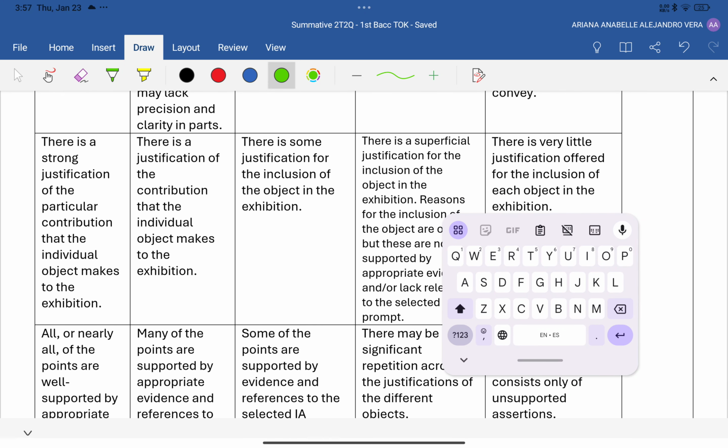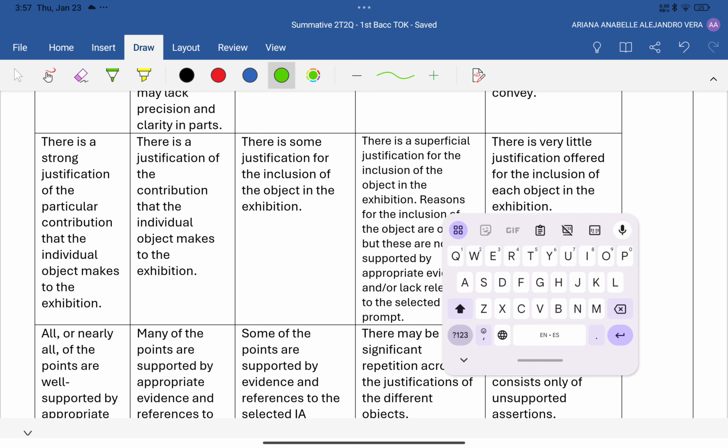There should be a strong justification for that particular contribution that the individual object makes to the exhibition. So you have to justify why you chose that object that helps you answer the question. It should be very clear. It says justification, which means you have to give reasons and evidence of why that helps. And of course, lastly, all the points are well supported by appropriate evidence.